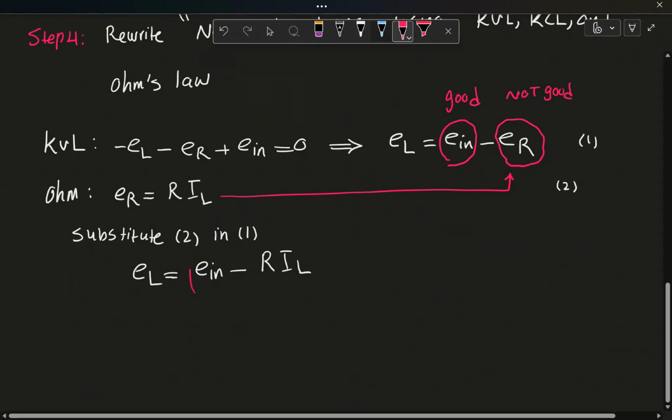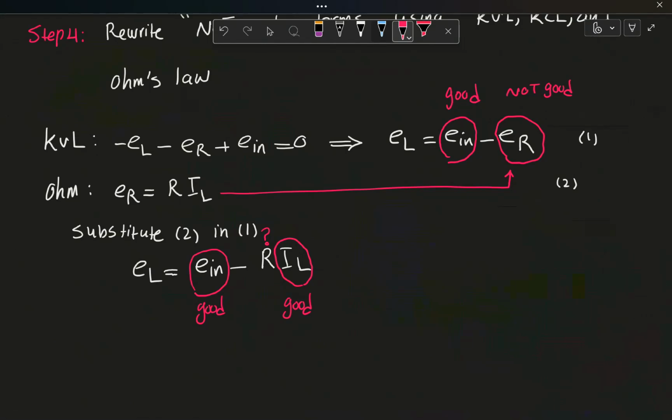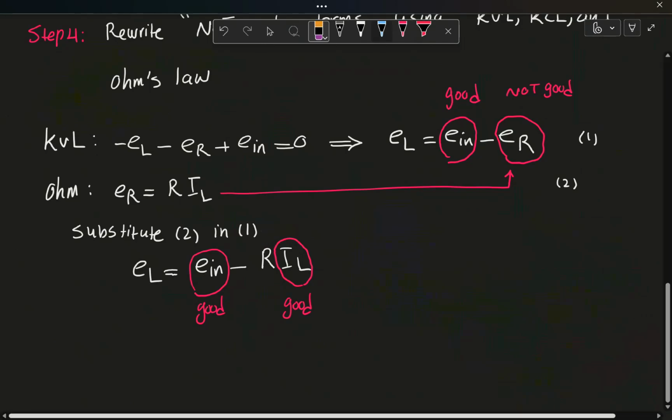Now look at this. EN, is it good or not good? Well, we already established it's a good term. It's our input. How about IL? Well, absolutely good. It's our dynamic variable. Here's the question. How about R? Is it good? Is it not good? Well, the answer is R is a parameter. Again, it's a constant number. We don't care. Move on. So at this point, you notice that I was able to rewrite EL in terms of all good terms.